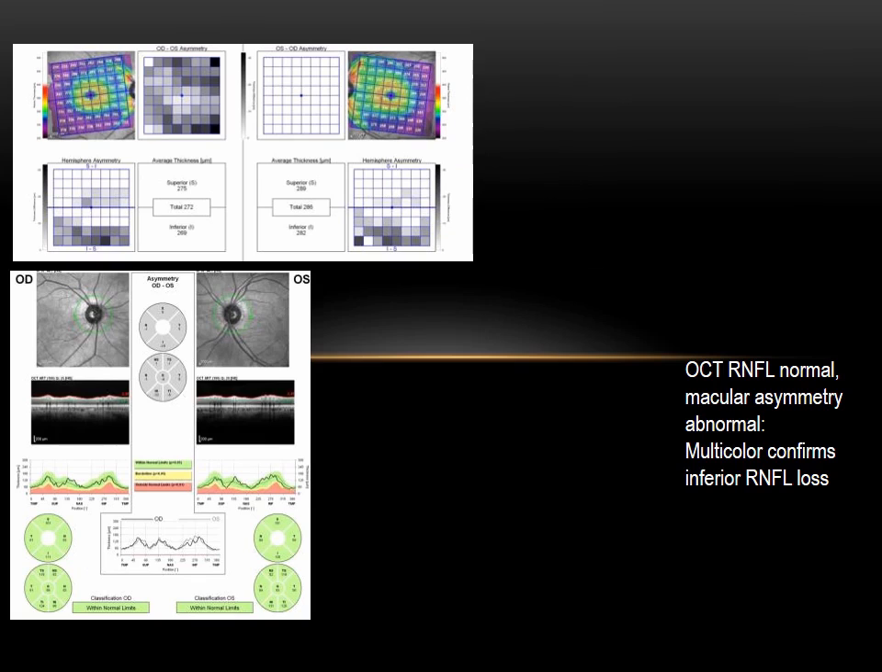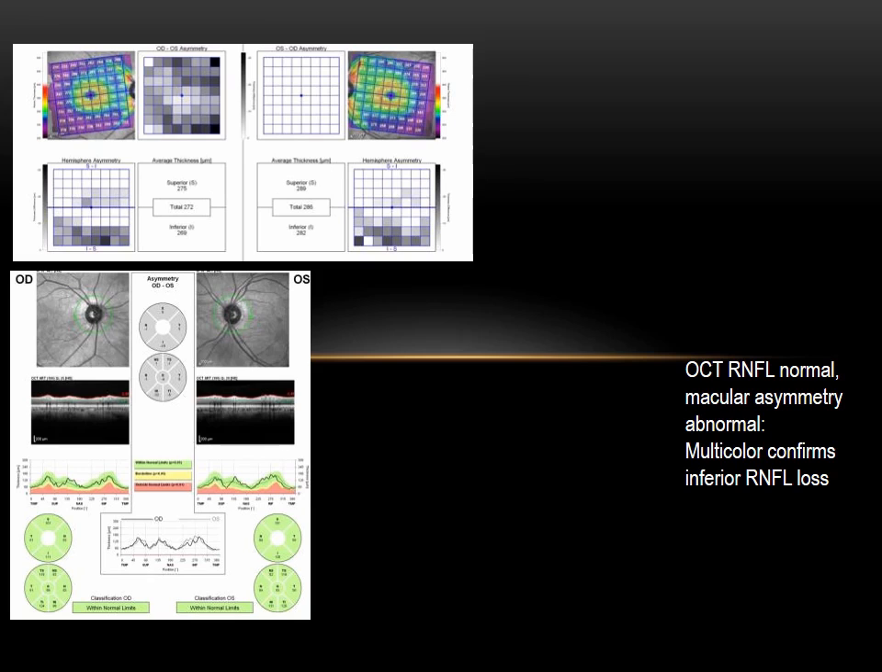This is an example of a patient who had a normal classified nerve fiber layer thickness in both the eyes, right eye and left eye. However, in the macular thickness maps, it became obvious that the right eye thickness was lesser compared to the left eye thickness. We weren't sure if this is a pathology or is this normal.